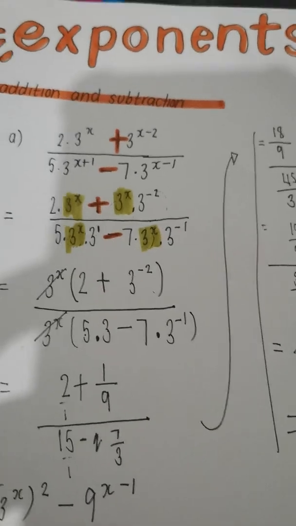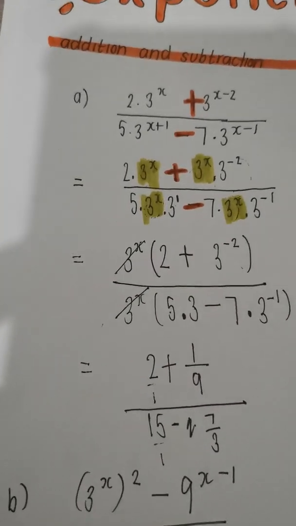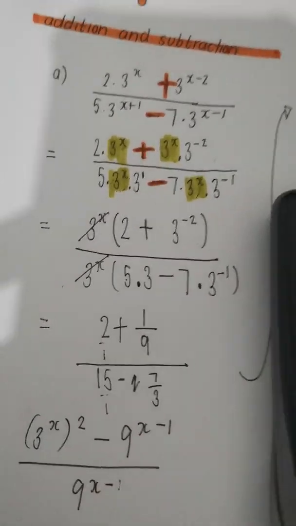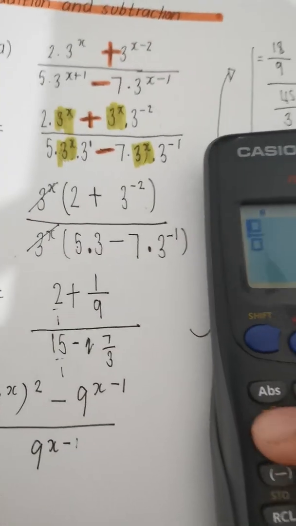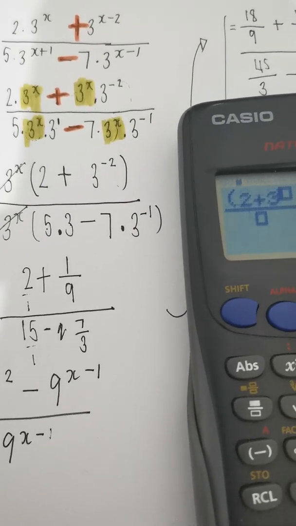If they said with the use of a calculator, or basically they didn't say anything, then you can just take, oh, let's do this again. You just take this whole thing, 2 plus 3 to the power of negative 2.